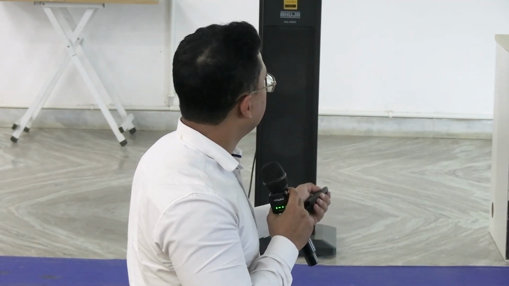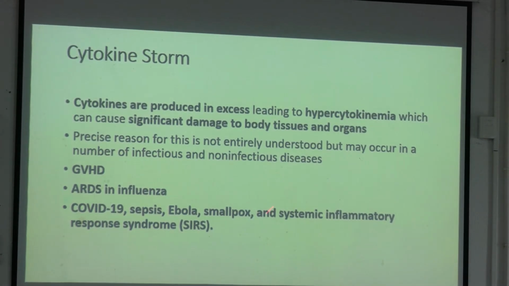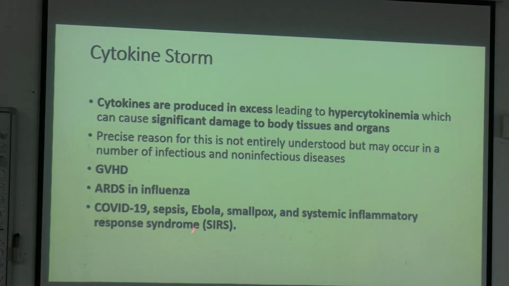কোথায় কোথায় হচ্ছে? Graft versus host disease, GVHD, in the transplant patients, then in the ARDS in influenza patient, in COVID-19, in sepsis, in Ebola, smallpox, SARS. There are so many places where the cytokine production is excessive, which the body cannot handle, and they produce some deleterious effect in their system. So that is called a cytokine storm.